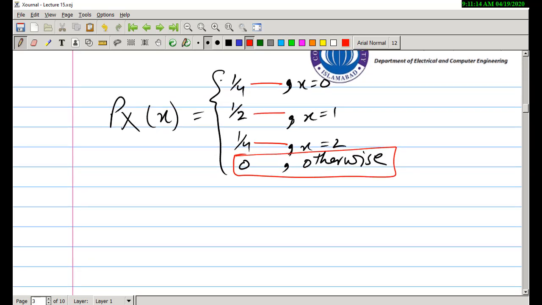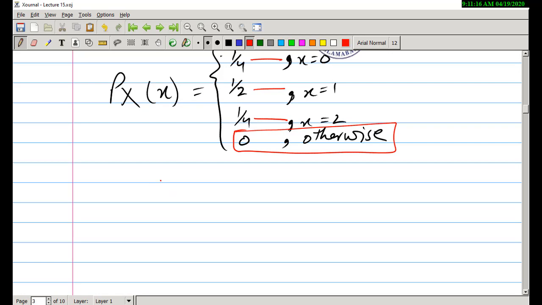We can also represent this by a graphical method very simply. The maximum is 1 by 2, so we can mark here 1 by 2 and here 1 by 4, and here it is 0, 1.